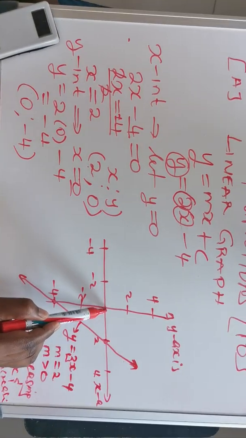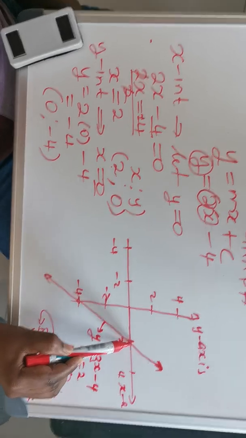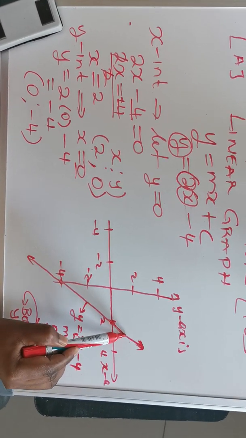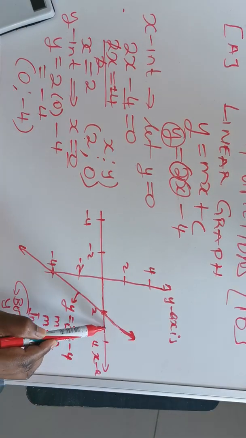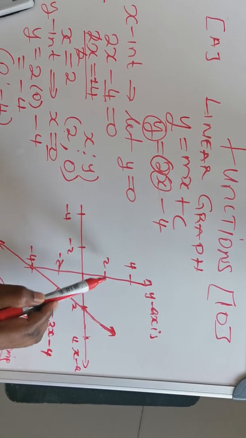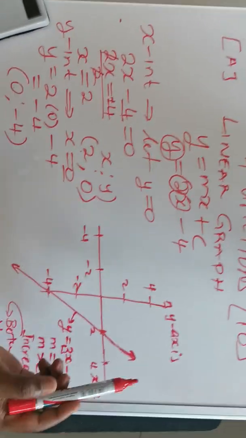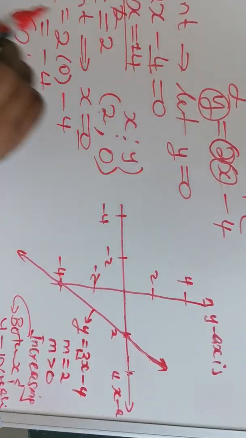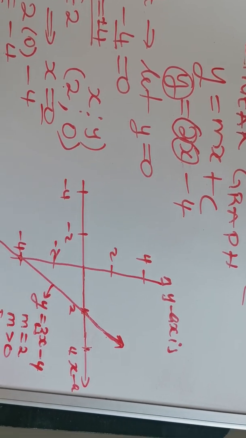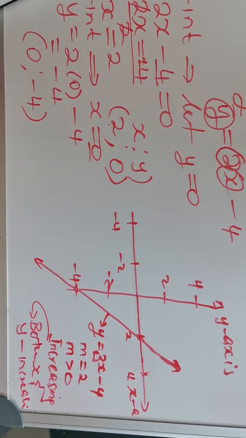Going this side, okay, let me go after 2. This one, this is 3, but look at the y. Your y is increasing. If your x is 4, you can see also the y is increasing, which indicates that this is an increasing function. So it's very important to take note of the gradient there.